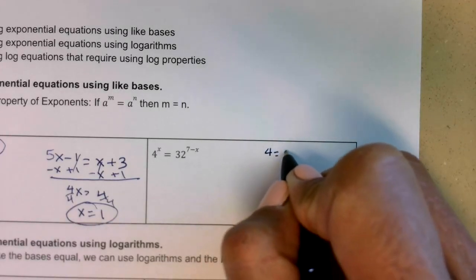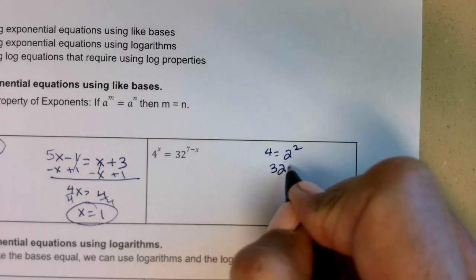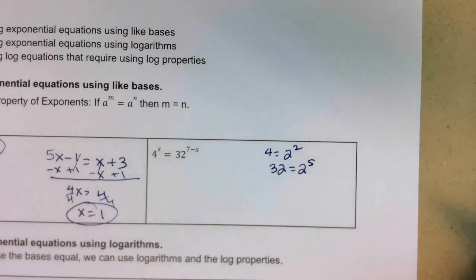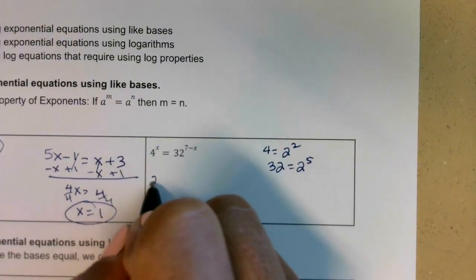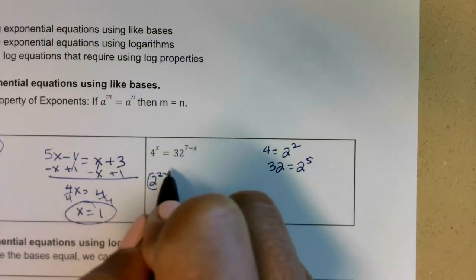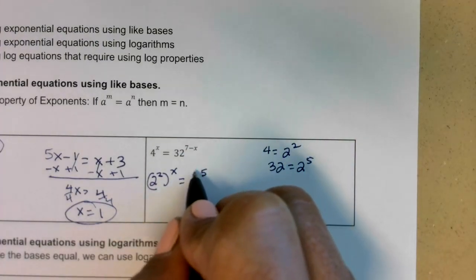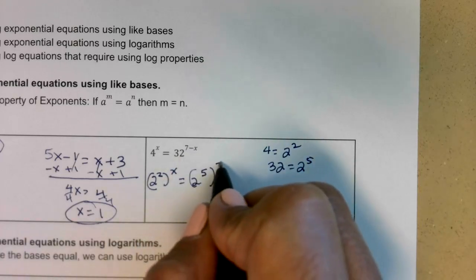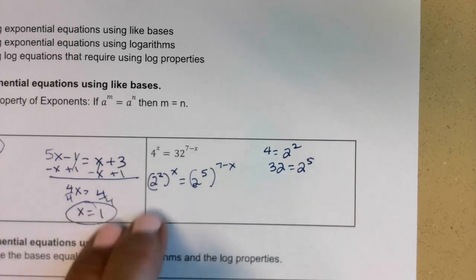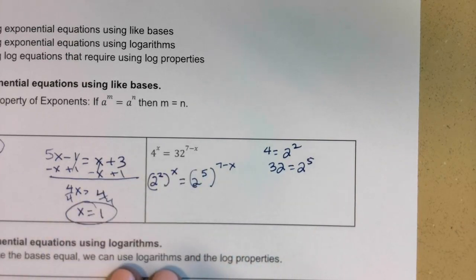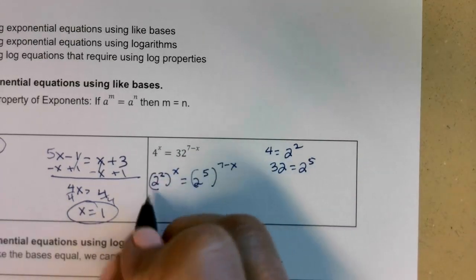So 4 is the same thing as 2 squared, so we're going to make that swap. And 32 is the same thing as 2 to the 5th, so we'll make that swap as well. So 2 squared to the x equals 2 to the 5th, and all of that is raised to the 7 minus x. Okay, now they have the same base. So let's use an exponent property from a previous algebra life. Powers to powers we multiply.